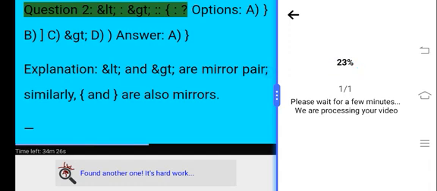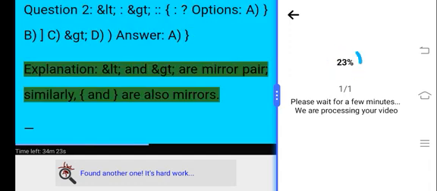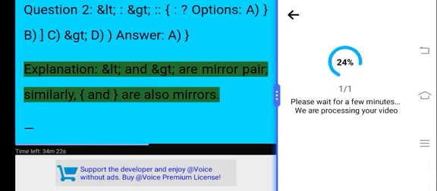Question 2. LT and GT. Options: A, B, C, and GT. Answer: A. Explanation: An LT and a GT are a mirror pair, similarly, and are also mirrors.